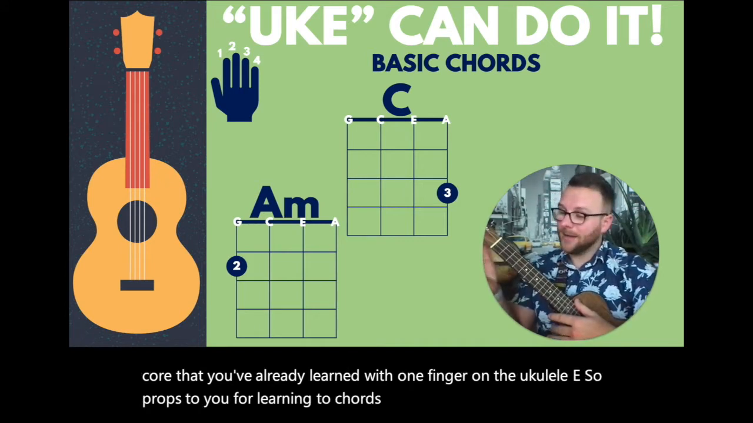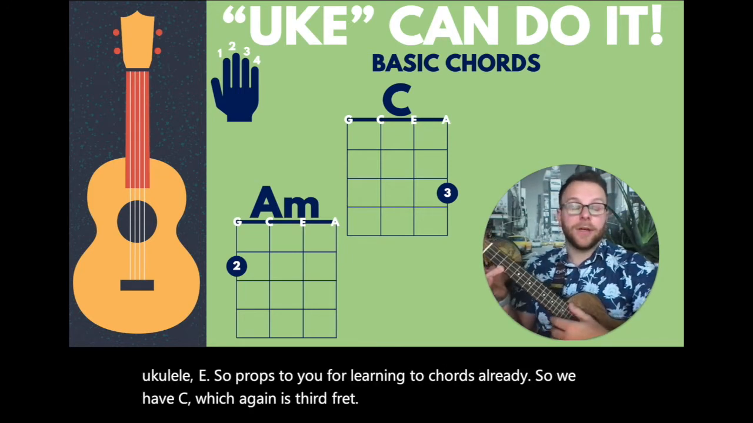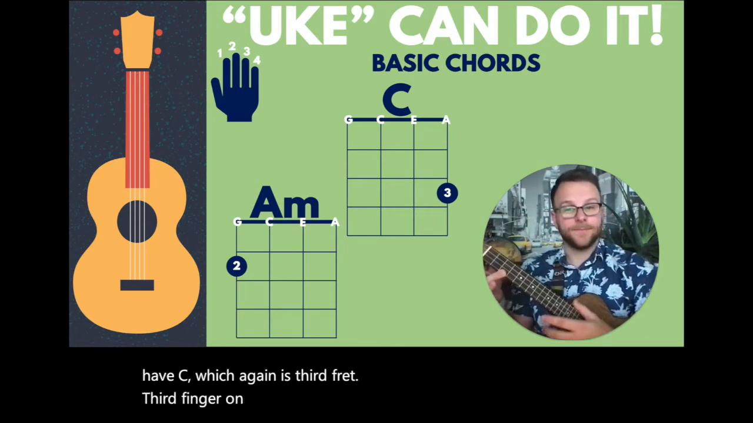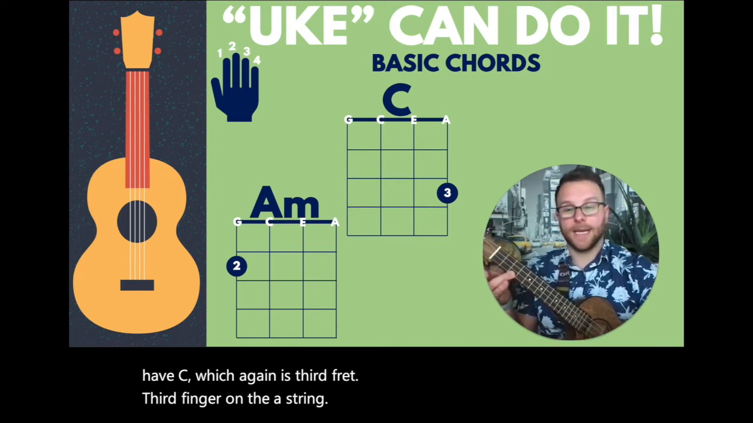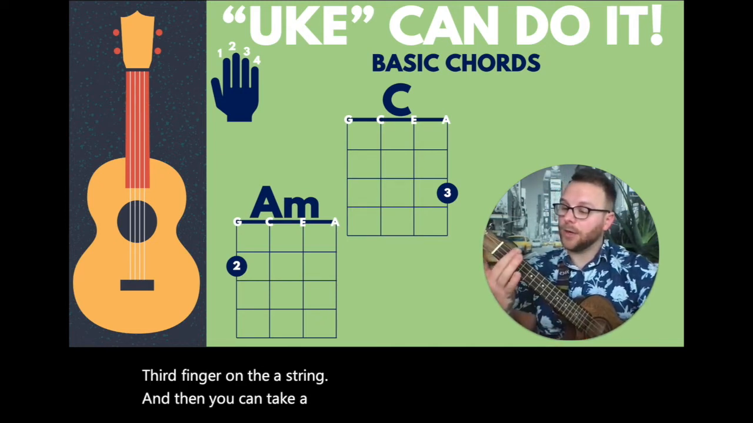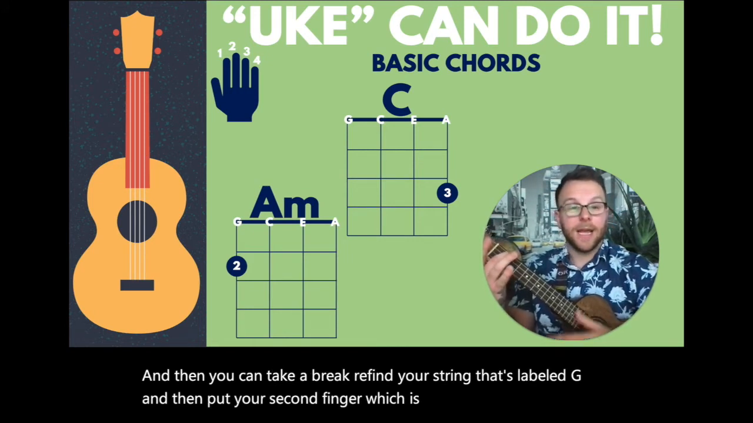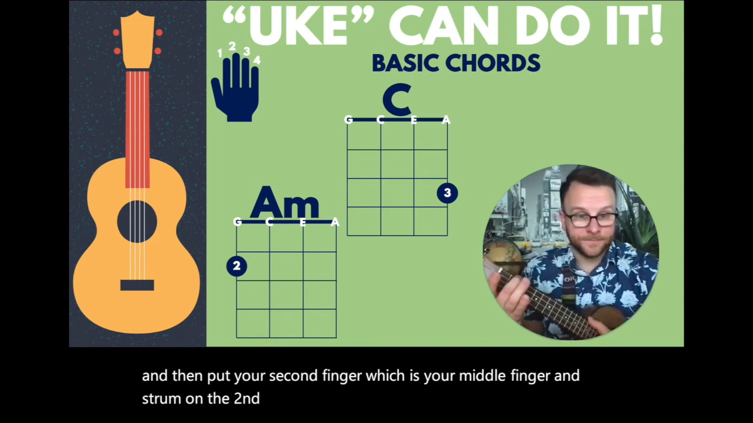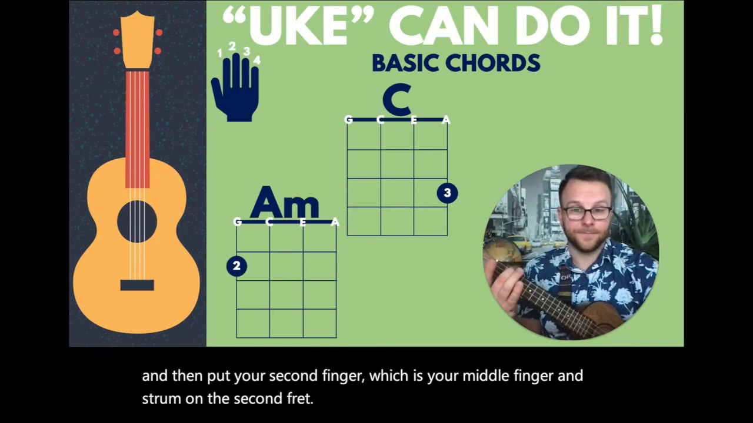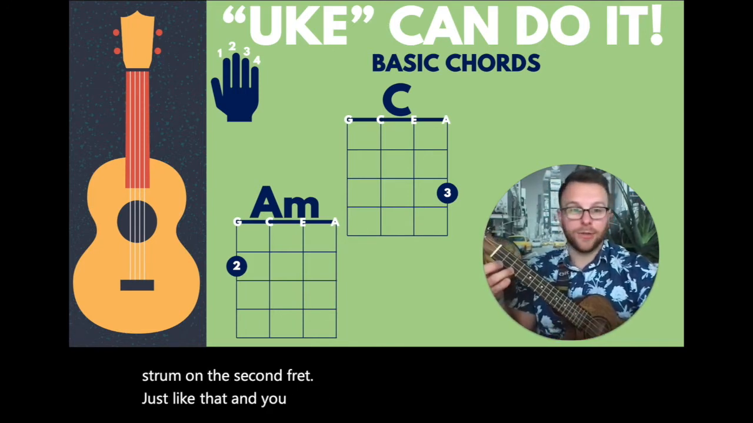So we have C, which again is 3rd fret, 3rd finger on the A string. And then you can take a break, re-find your string that's labeled G, and then put your second finger, which is your middle finger, and strum on the 2nd fret. Just like that. And you could transition between the two.